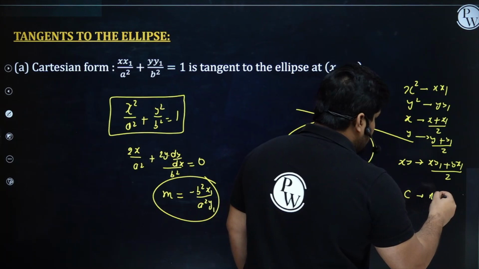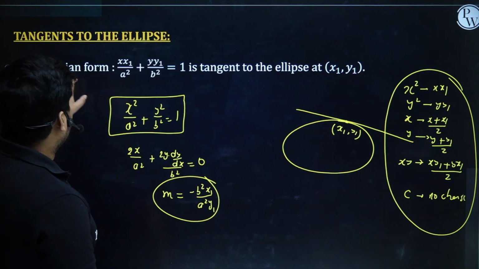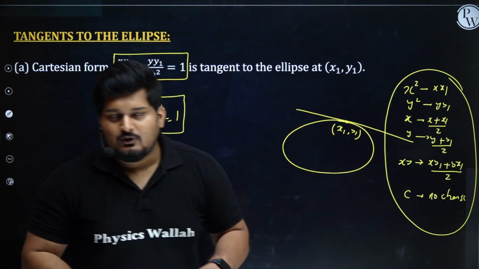So for any second degree equation, this will be sufficient to write the tangent at any point of contact. That is what we have here. So we want the tangent at x1, y1. So x square gets replaced by x x1, y square by y y1, and constants stay as they are. So this is the point form of the tangent for an ellipse.